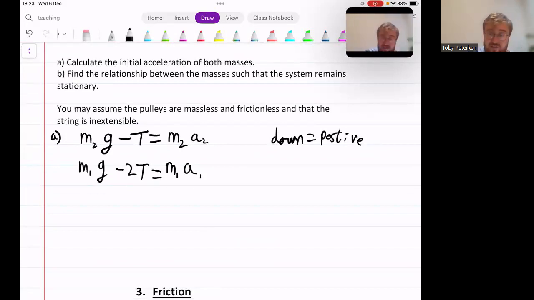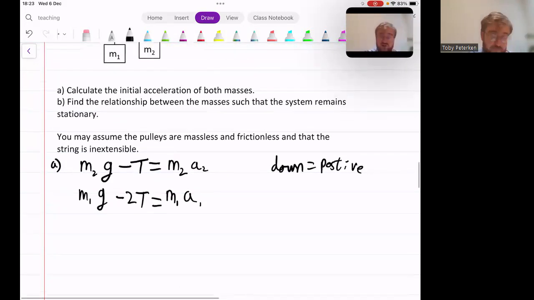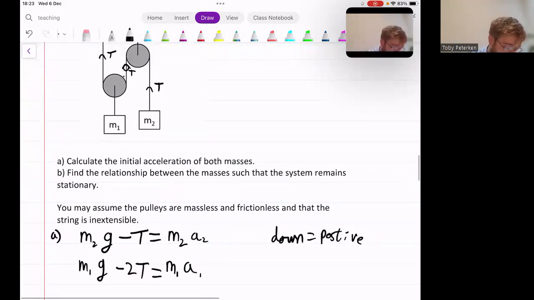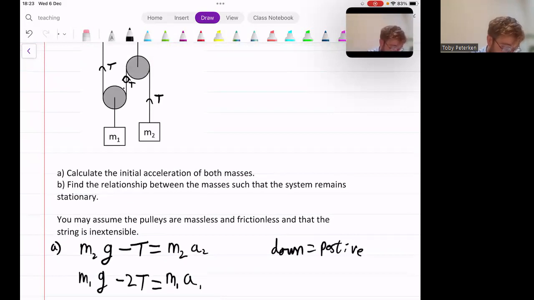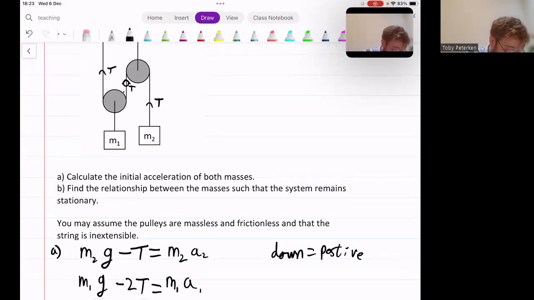So finally, since we've got three unknowns, which are the tension and the two different accelerations, but so far we only have two equations, in order to solve these we need one more equation. And what we can actually relate is the two different accelerations.